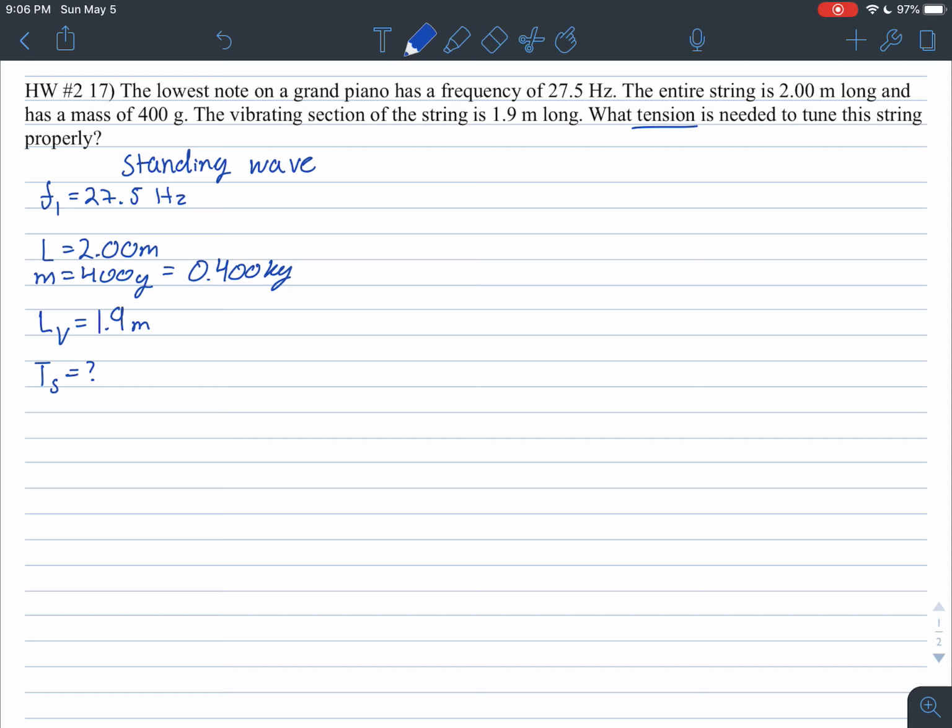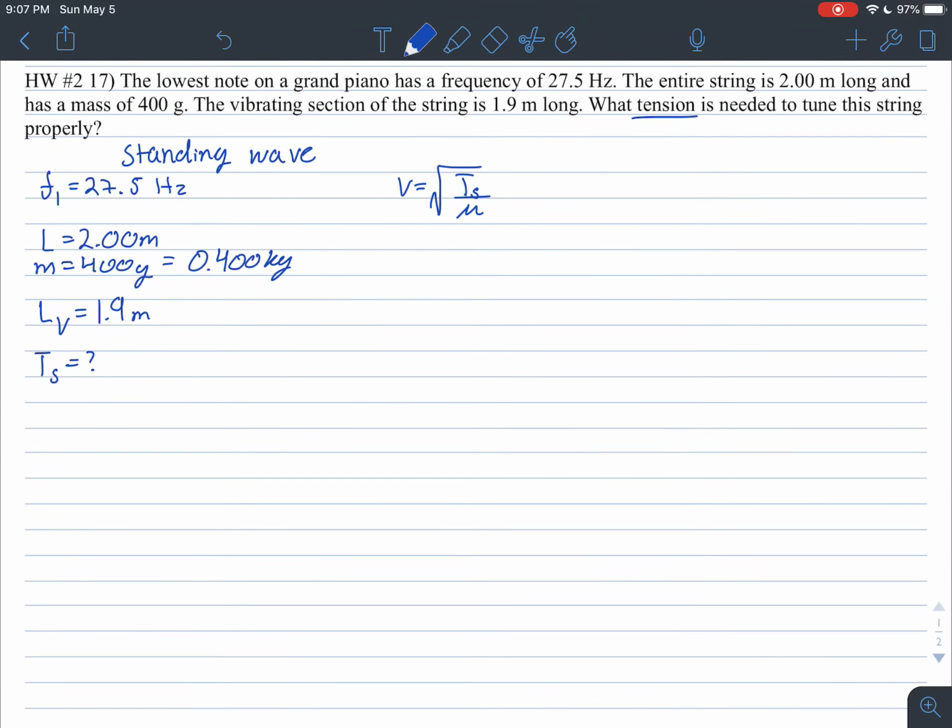If you recall, velocity is equal to the square root of the tension on a string over the linear density. So we can find tension by isolating it. We can square both sides to get v squared equals tension over linear density. Then we multiply the linear density to the other side to give us mu times velocity squared equals tension. And so we know that we need to find values for these two.